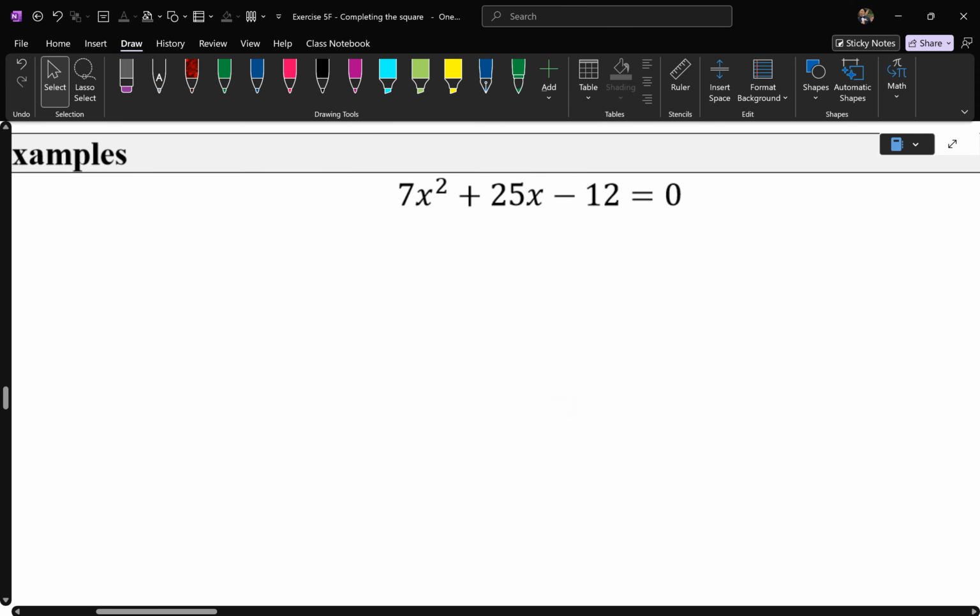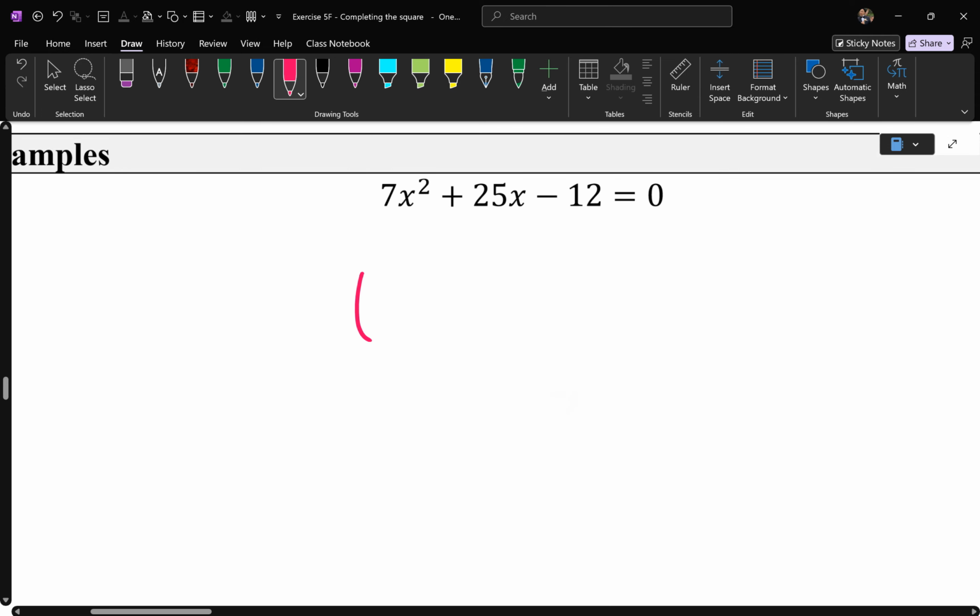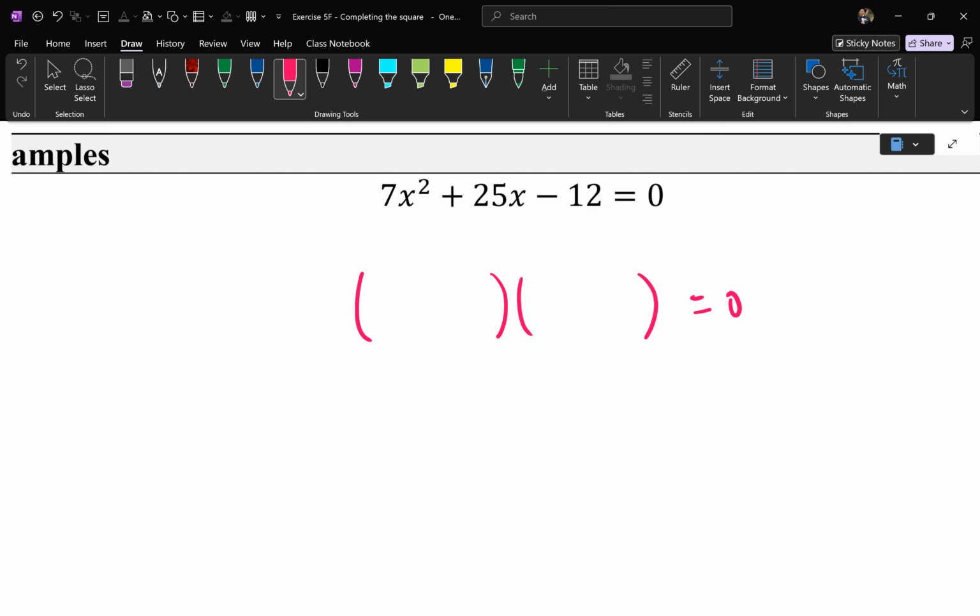Last question is not a monic problem, but is a non-monic problem. Here we go. Let's try this one. Your job is to factorize. Doesn't matter which method you use, cross method, Punnett square, or grouping method. Give you a moment, see if you can figure out what is the factorized form of 7x squared plus 25x minus 12.